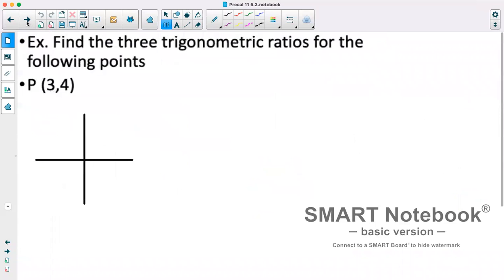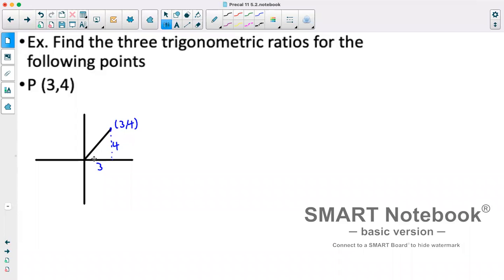Now we'll do some examples. Find the three trigonometric ratios for the following points. We'll go through 4 different points and then we'll find some patterns. So first one is (3, 4). So that's 3 for x, 4 for y. We can essentially create a triangle from this. So we know that our x is 3. Our y is 4.